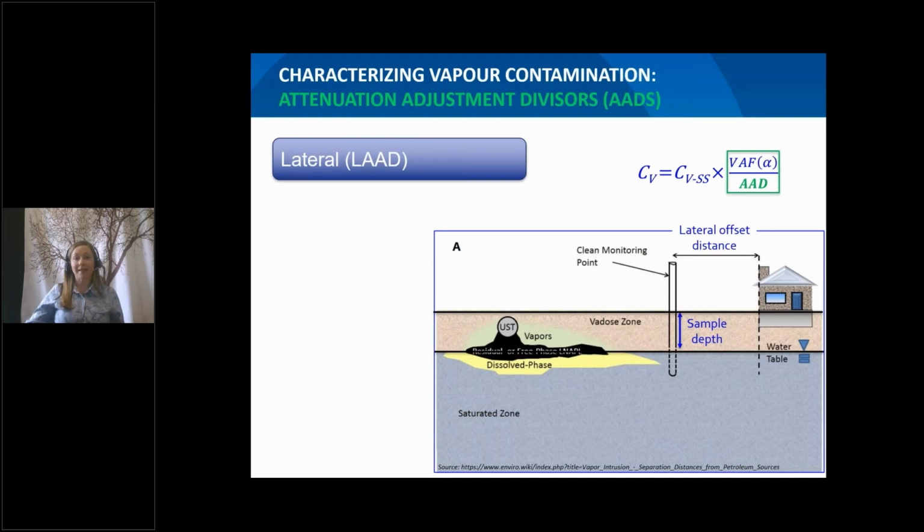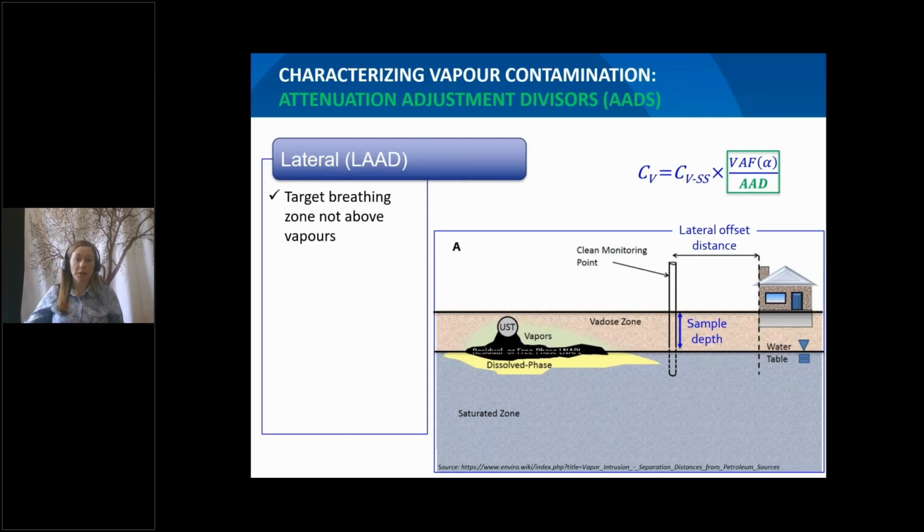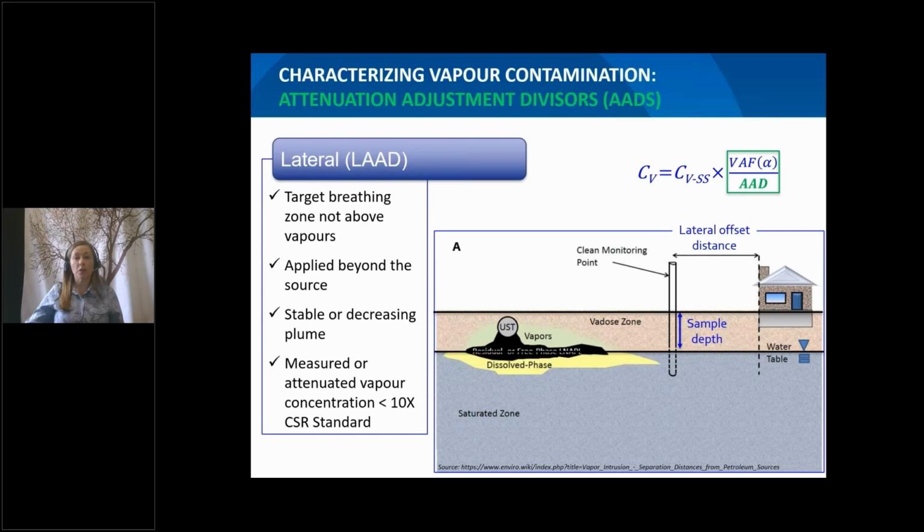The last AAD is the LAD, which accounts for attenuation that occurs due to lateral separation between the vapor source and the breathing zone of concern. The LAD can only be used when the target breathing zone is not directly above the vapors of concern. Furthermore, the LAD only applies to data collected beyond the vapor source in soil or groundwater, and the vapor plume must be stable or decreasing. Finally, the LAD can only be applied if the measured or attenuated vapor concentration in indoor or outdoor air at the point of measurement is less than 10 times the CSR standard.